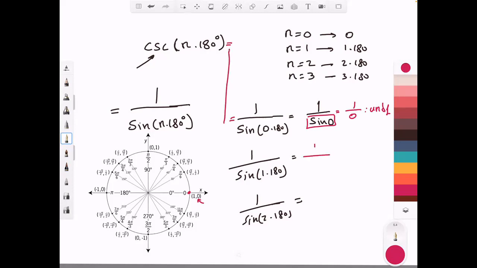If it's sine of 1 times 180, again sine is 0, and again it is undefined. So 2 times 180, this is 180, this is 360. Again, being on this point, it is again 1 over 0. If instead of 2 you put 3, you end up being here. So the answer is 0, and 1 over that will be undefined. Does that make sense?